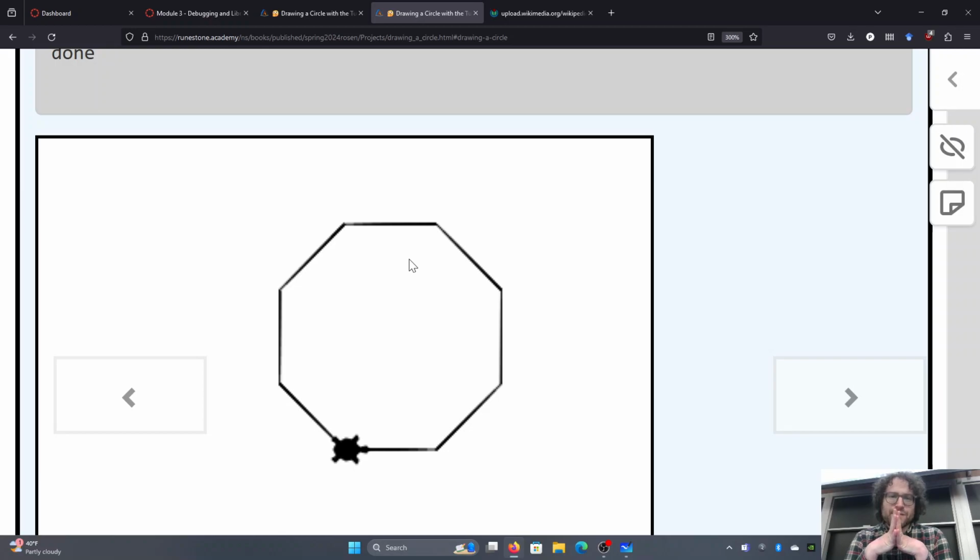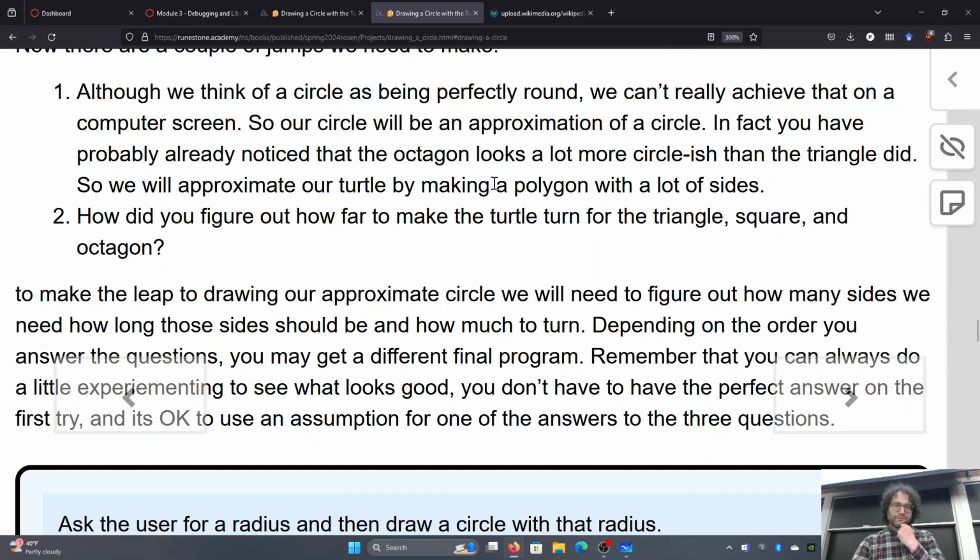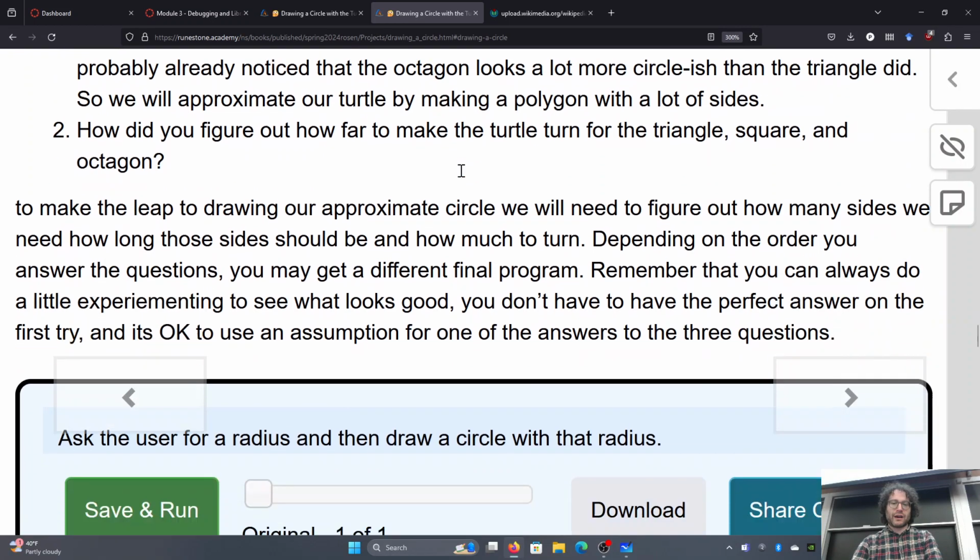Okay, so that's our first thing. We want to add more sides. Just basically go and get enough sides. So that's the first thing. That is number one over there.